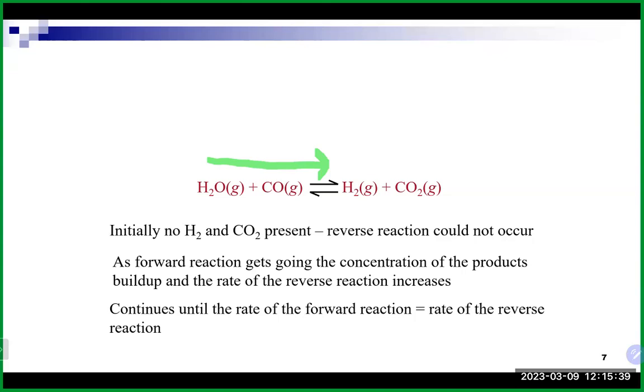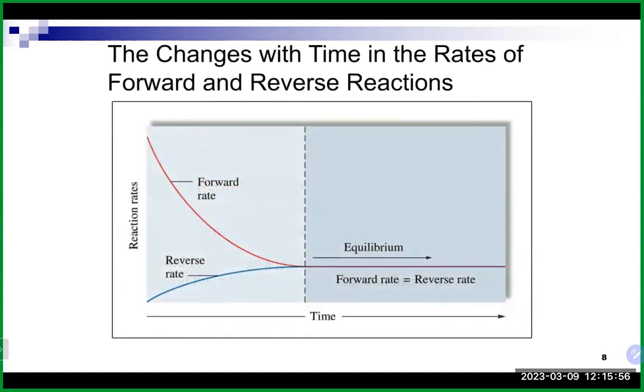As we start to build up our products, we will then start to get some of these guys to work their way back. And once again, as we've been talking about, it will continue until we hit an equal rate of that forward and reverse reaction. And that's what we see here. Graphically, wherever that line plateaus, that means we're not making any more reactants or products. Everybody's maintaining where they're at. That's where equilibrium has been reached.